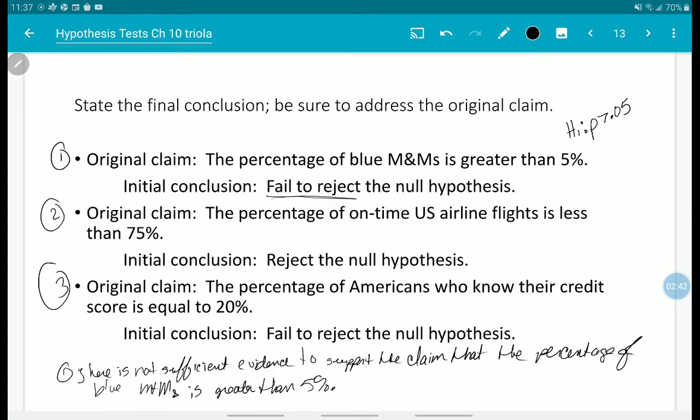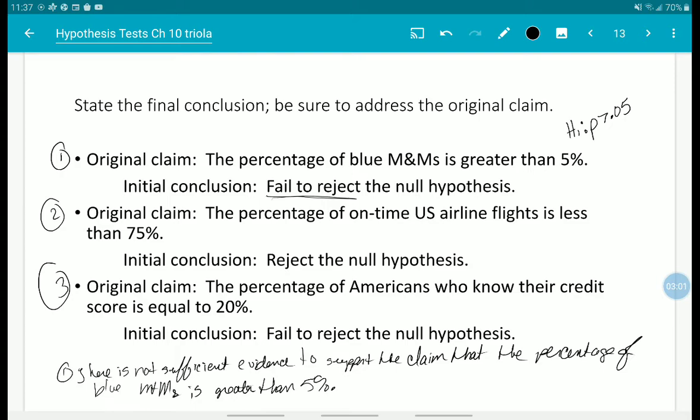So our final answer would say there is not sufficient evidence to support the claim that, and the original claim was the percentage of blue M&Ms is greater than 5%. So you can see how we're taking that piece from the flow chart and we're putting that original claim together to get that final conclusion.